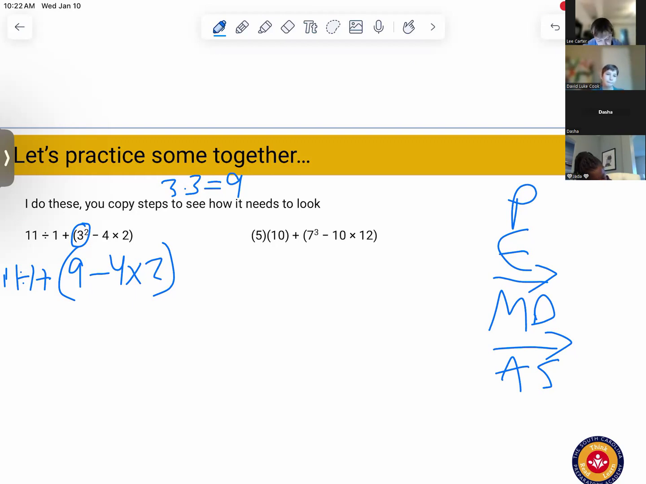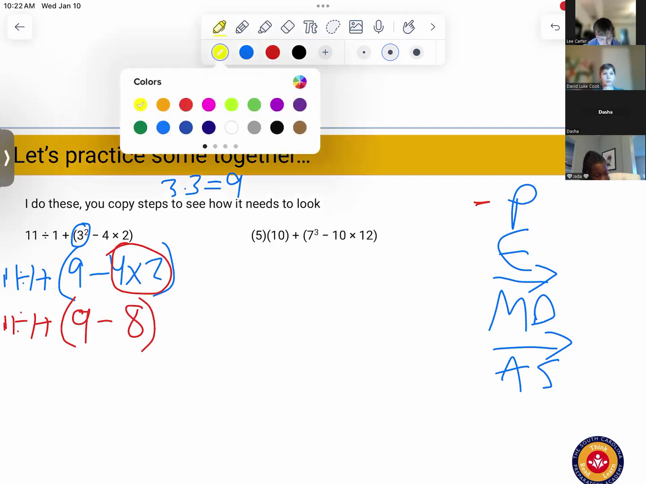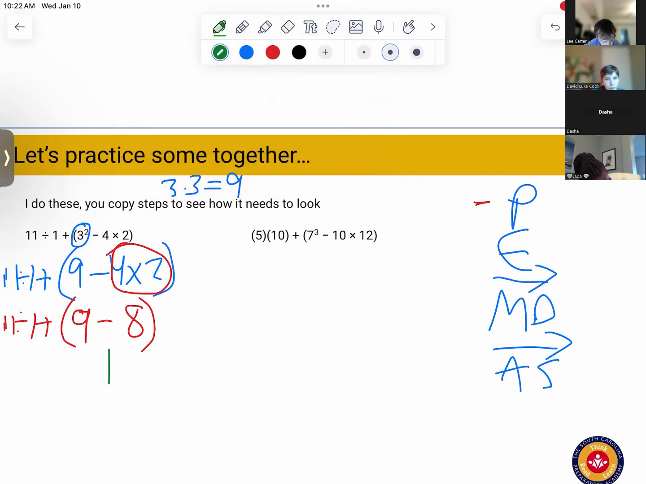Okay. Next steps. I'm going to change colors on each step so you can see what I'm doing. So we got 4 times 2 is going to be our next step. We're still inside the parentheses, notice. So 4 times 2 is 8. Then recopy the rest of the problem. Okay, this is the kind of stuff, I promise you, if you get overconfident or whatever, you will make mistakes. Okay, next one. All right, 9 minus 8 is 1 is our next one. Okay, then I'm going to recopy the rest.